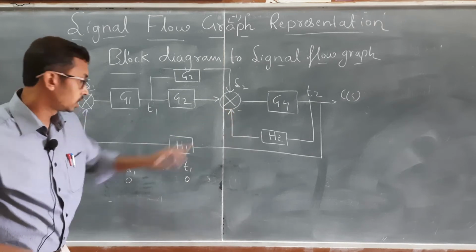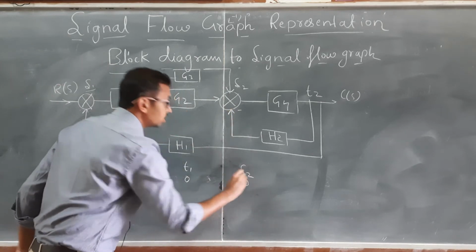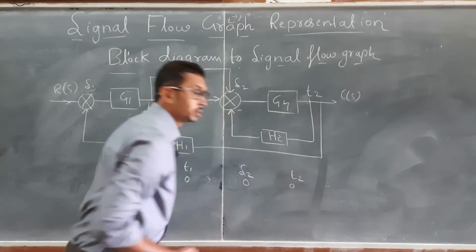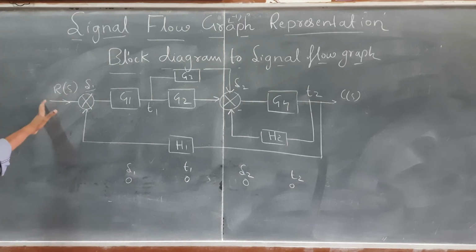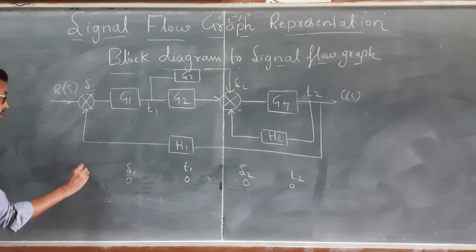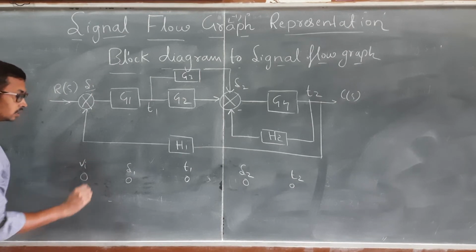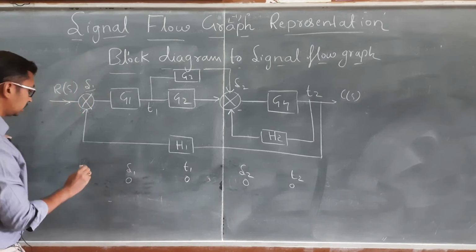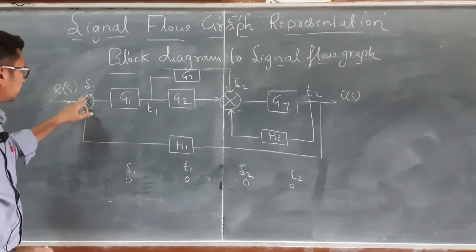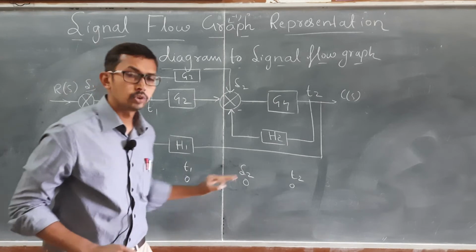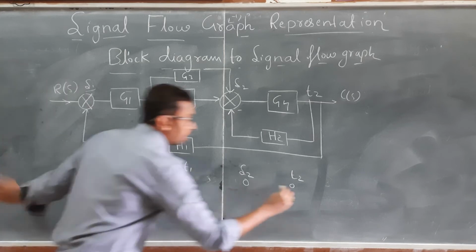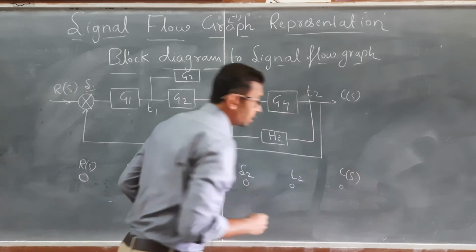So there is another summing point, so I am going to consider this as S2. There is a takeoff point 2, I am going to consider T2. Wherever there are summing points and takeoff points, I am going to consider a node, and please represent this as R of S, the input signal, and here it will be C of S, that is the output signal.